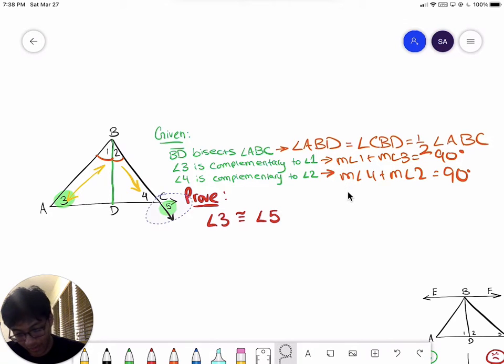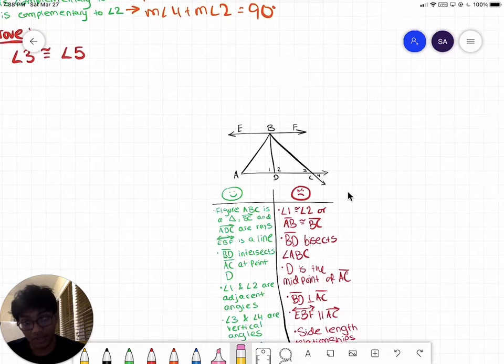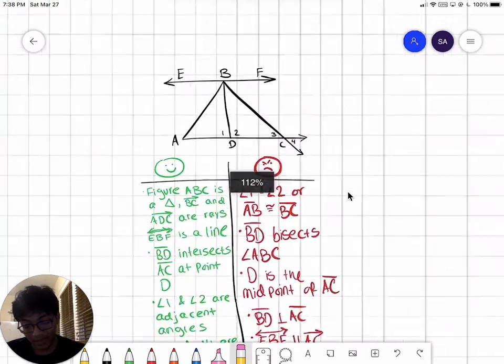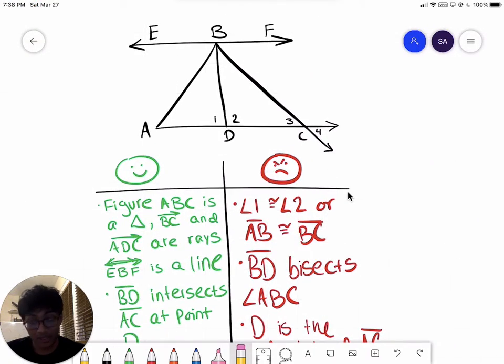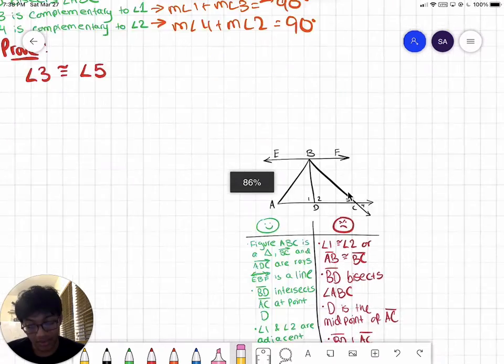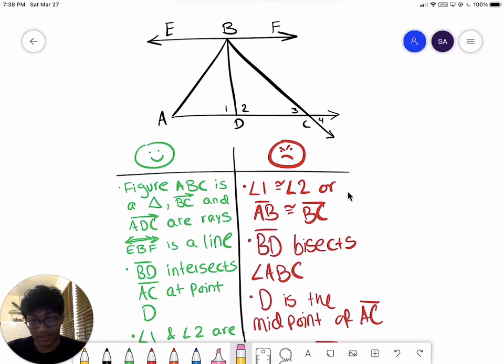So we have all of our facts, and now we are ready to prove that angle 3, which is this one, is congruent to angle 5, which is this one. So how do we go about proving it? Well, before we start our proof, we have to be very careful not to assume anything bad. For example, here are a few things you can and cannot assume. By the way, this is not the same thing. This is just a diagram.